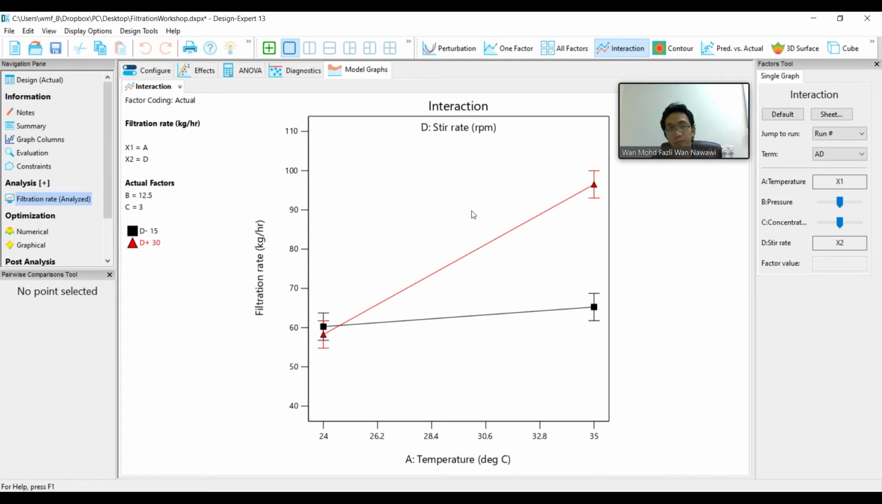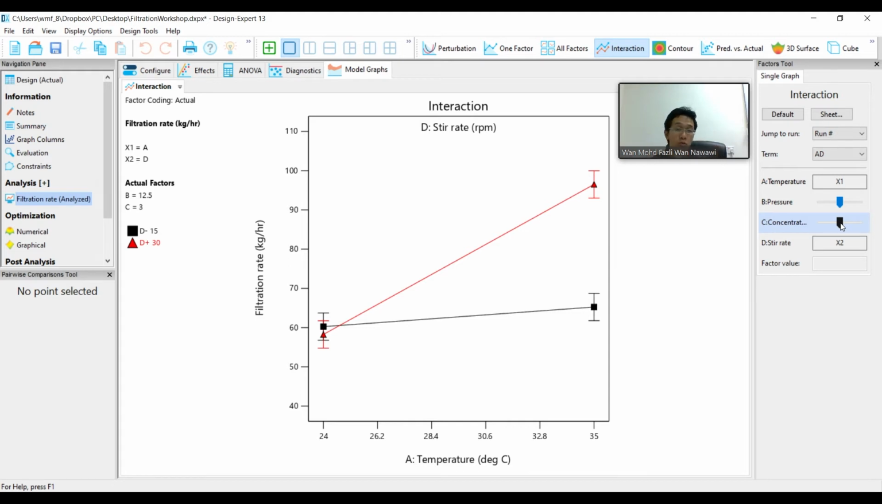But remember, previously we learned that low concentration is good. If you look here on this factor tool, you also have concentration, but concentration is set at middle. From the previous information, from the temperature versus concentration interaction, we know that if you lower the concentration, you get a high filtration rate.